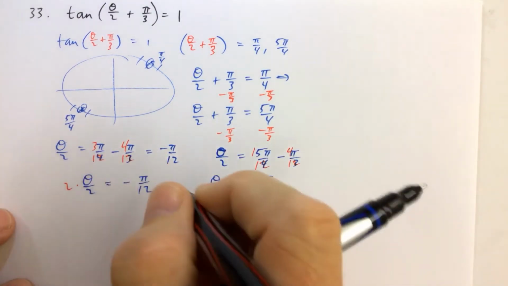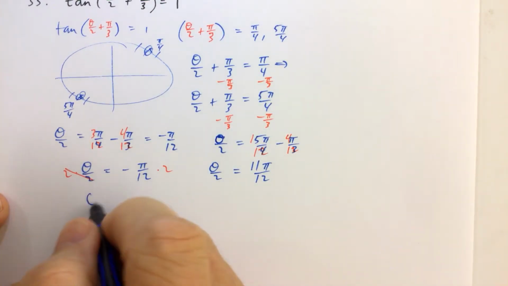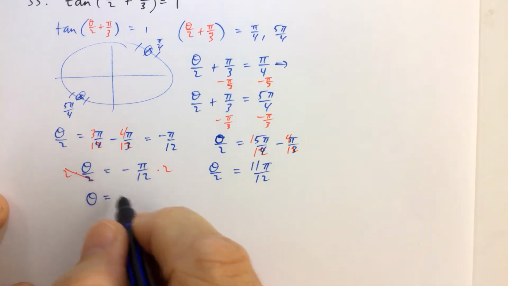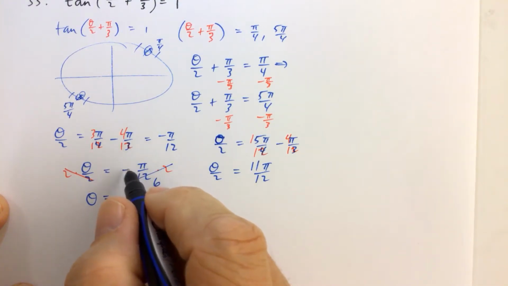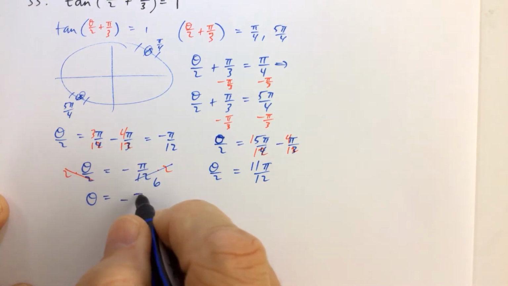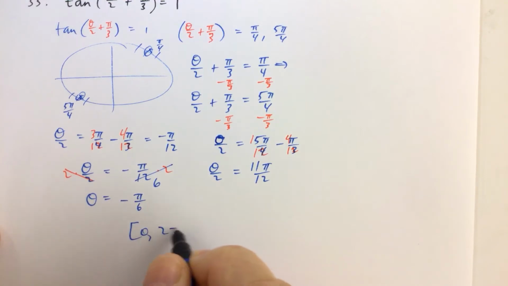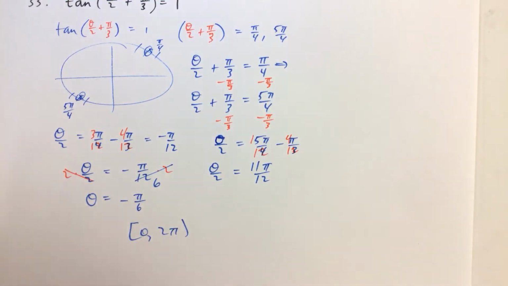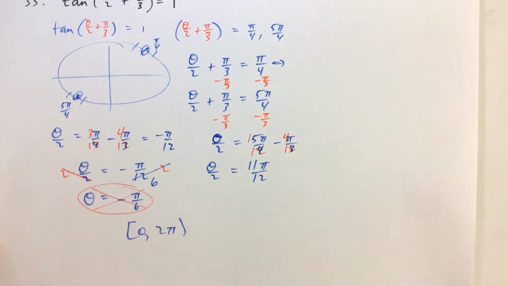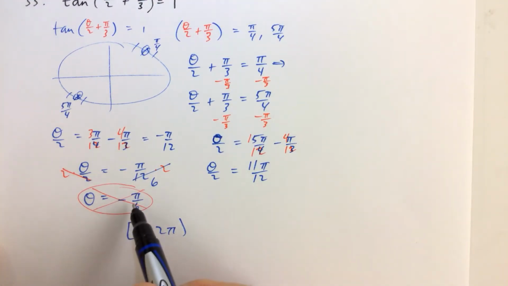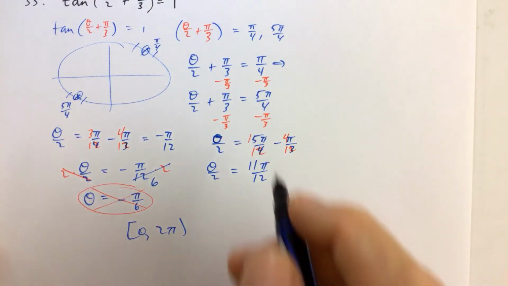And then we can see we need to multiply both sides by 2 to get the theta by itself. The 2 goes into 12 6 times, and so on the right-hand side, we get negative pi over 6. Well, that's outside the interval from 0 to 2 pi. So since it's outside the interval from 0 to 2 pi, we would just call that an extraneous solution. We're not going to list that, even though when we replaced theta with that angle, it would make the equation true, but it's not one of the angles we're looking for.